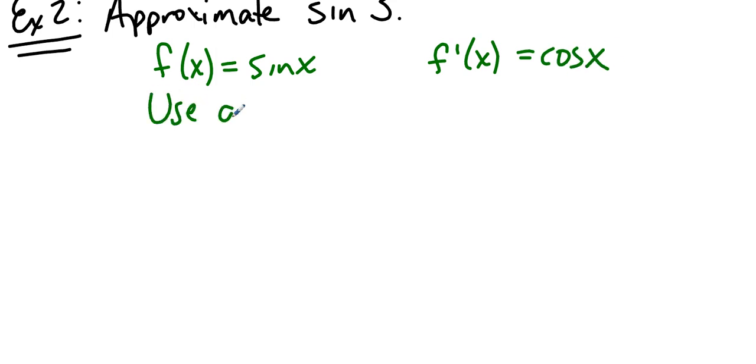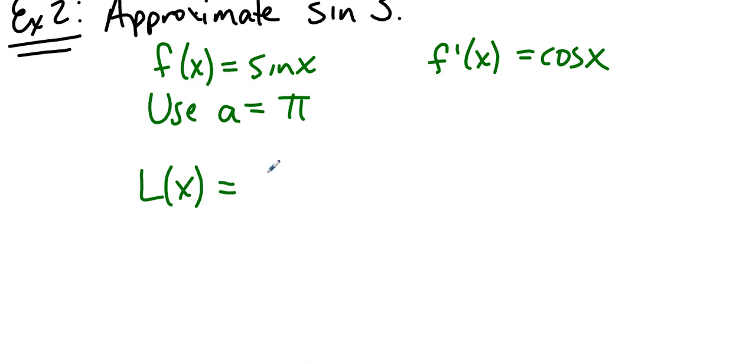What a value do we use? Well, we use an a value whose sine we know and that's close to 3. So what does that give us?